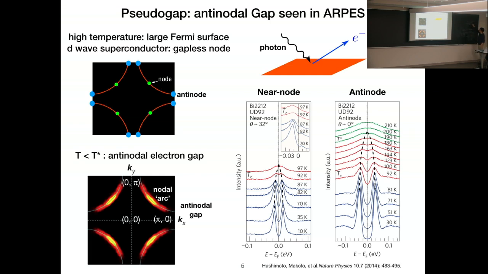And this Hall number is telling us the total number of active gapless carriers in the system. In a free electron system, this Hall number, if we use the current in the x direction divided by the electric field in the y direction times the magnetic field, just gives us the total density. And if it's electron, it's negative. If it's hole, it's positive.